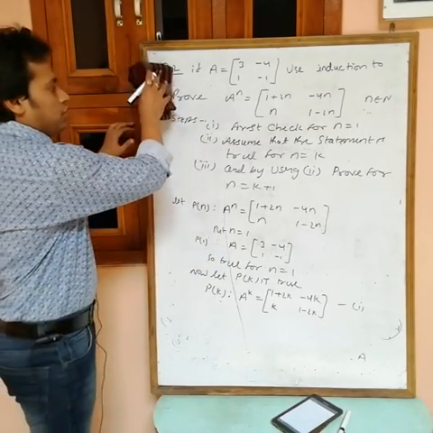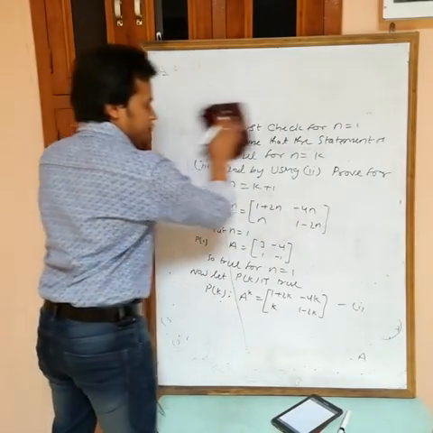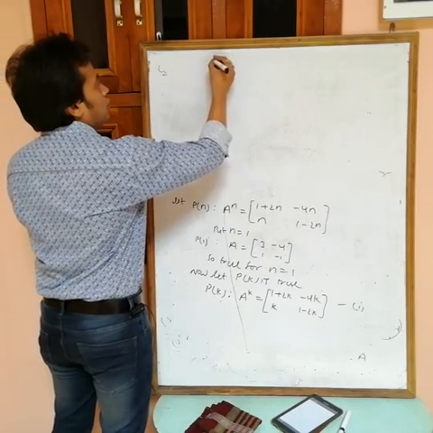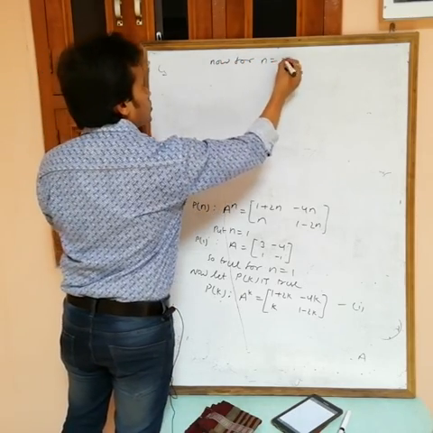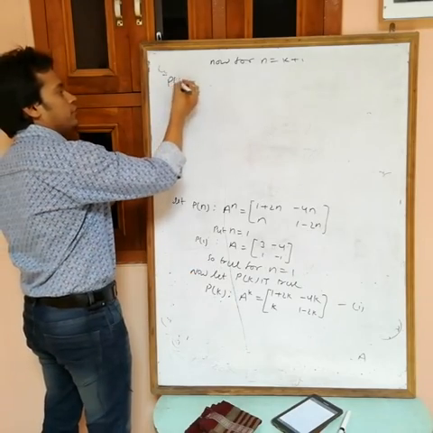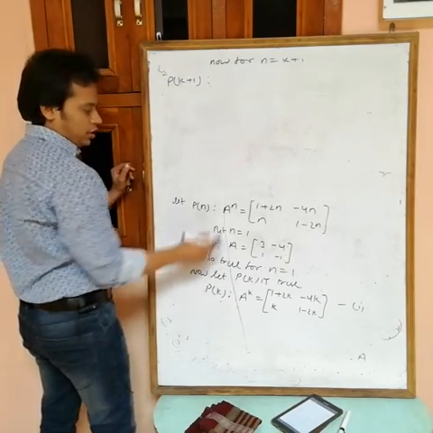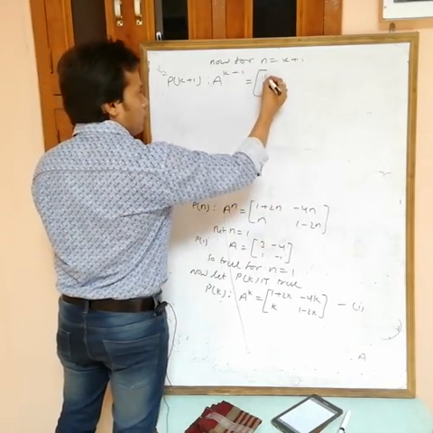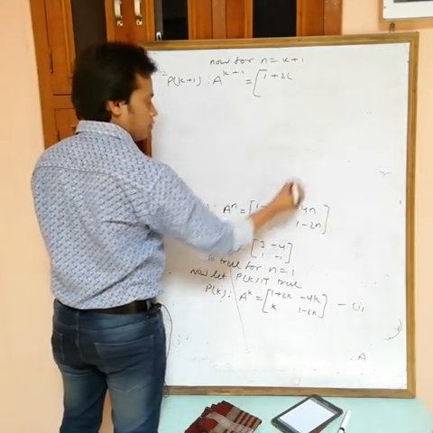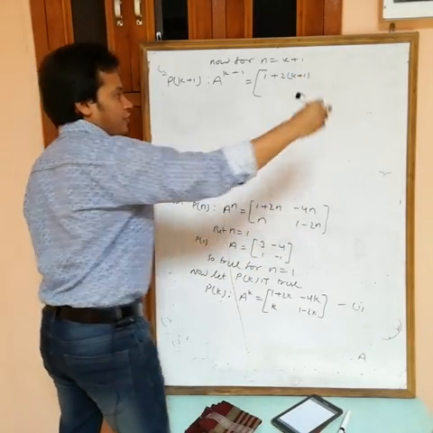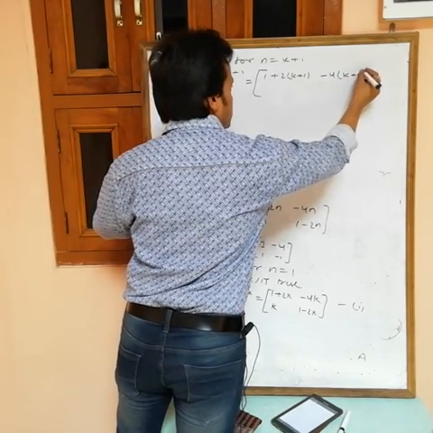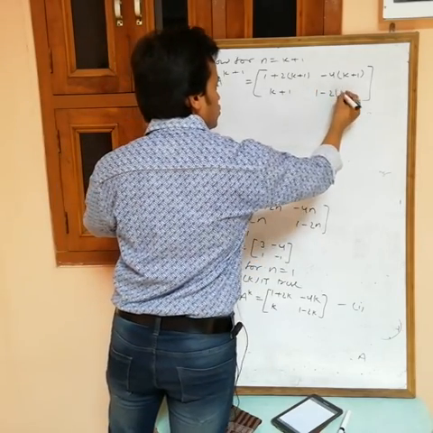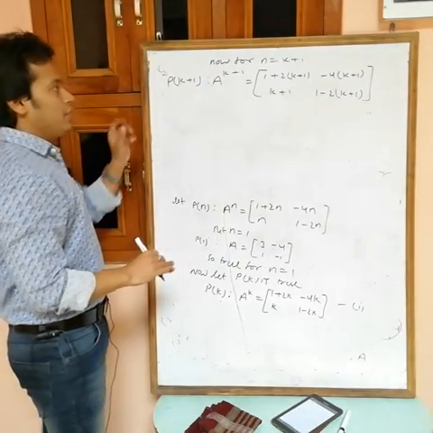So step three. Now for n equals k plus 1, put n equals k plus 1, the statement becomes Pk plus 1. At this side, what will you get? A power k plus 1 equals, here what are we getting? 1 plus 2, replacing n with k plus 1, k plus 1, after that minus 4 k plus 1, and here we have n as k plus 1, and 1 minus 2 k plus 1. Okay, now this one we have to prove.